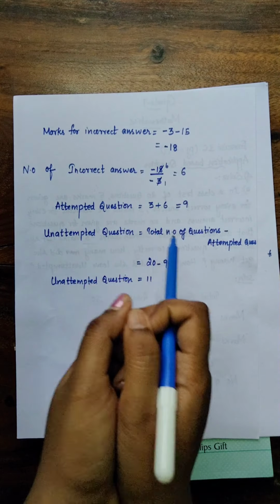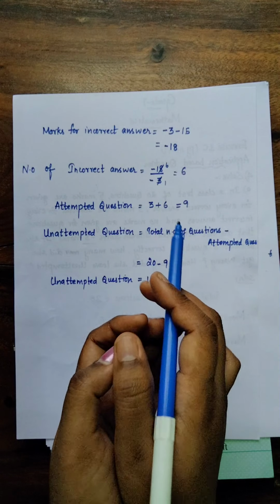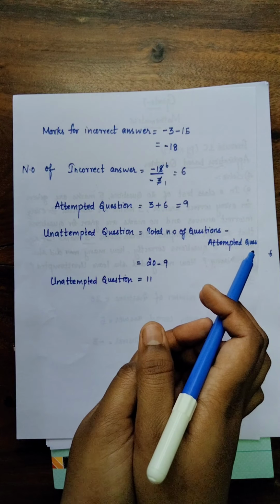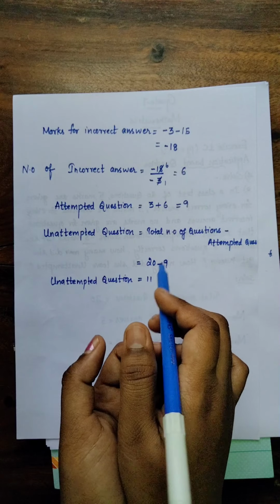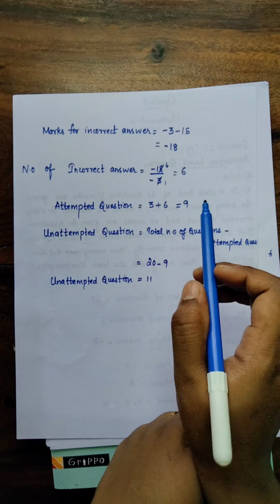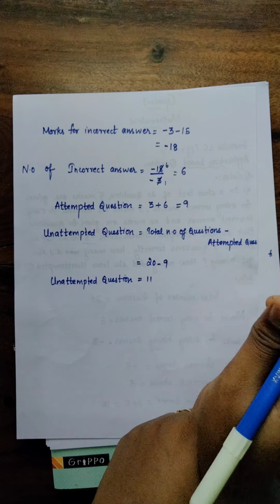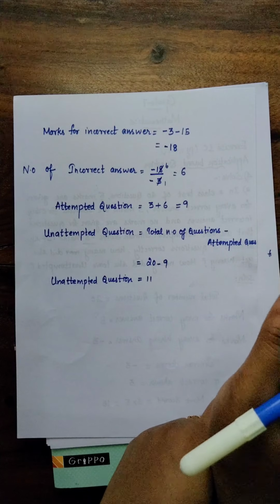Finally, we are going to find number of unattempted questions. For unattempted questions, we are going to subtract the attempted questions from the total number of questions. Total number of questions is 20, it is given in the question. 20 minus attempted questions, which is 9. So when you subtract both the numbers, you will get the answer as 11. Understand? This is a very, very important question.